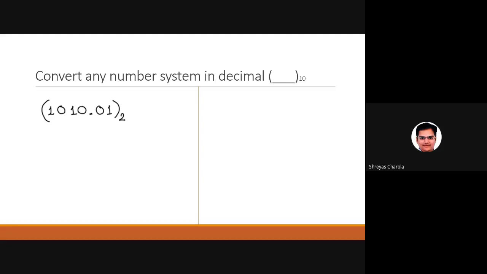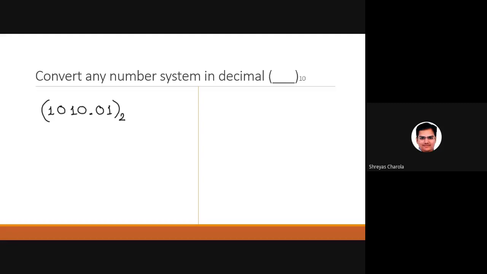How can we convert this binary number system into a decimal number system? Anyone? Okay, might be no one.